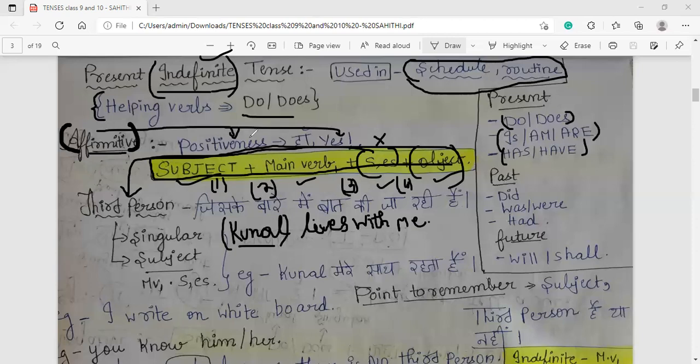Okay, so Kunal lives with me. Kunal is the subject, the main verb is live, plus we have added s over here, so lives, and with me is the object.